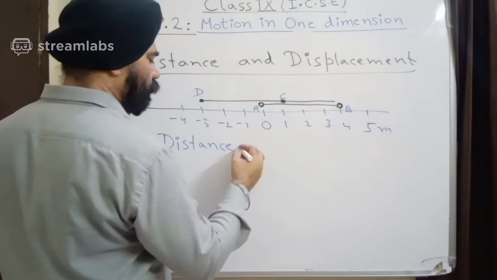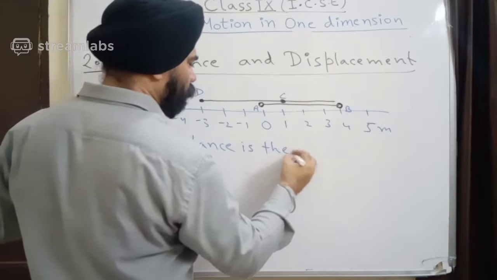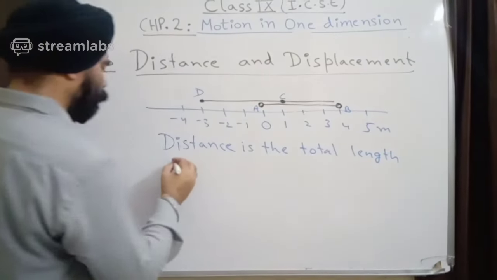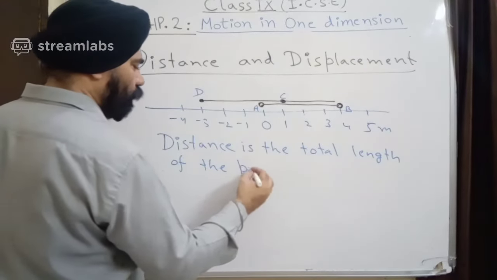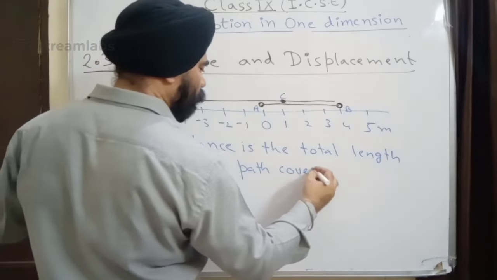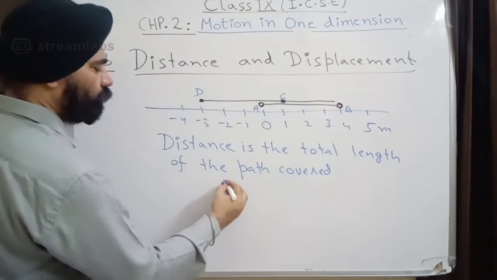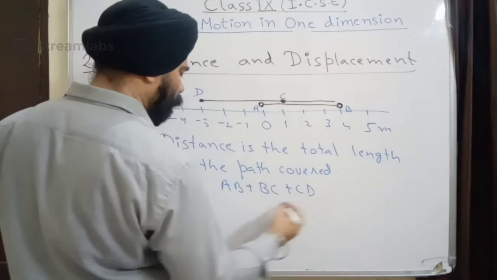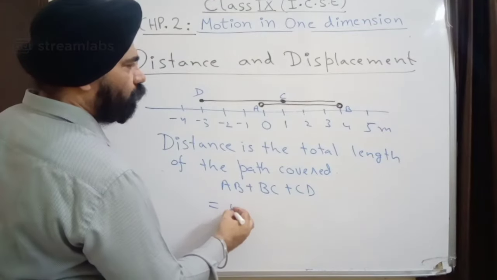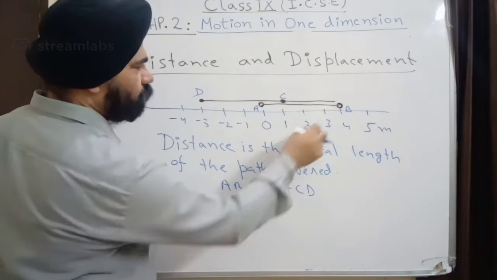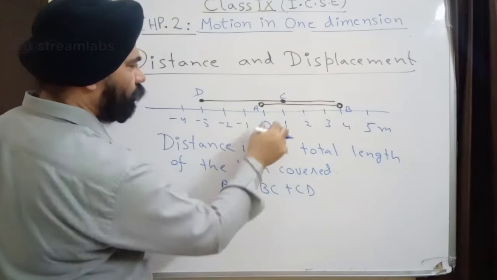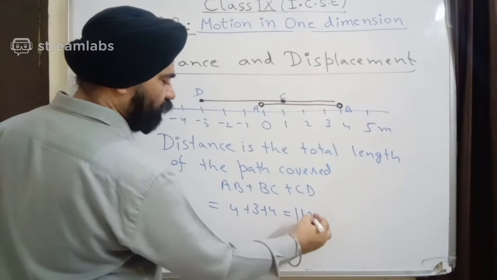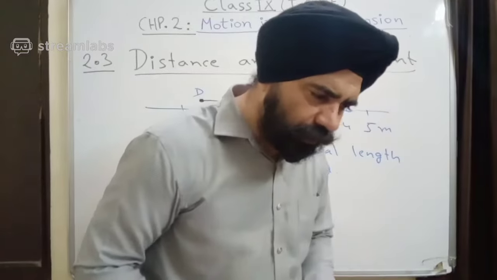Distance is the total length of the path covered. So in this case it becomes AB plus BC plus CD, which is equal to 4 plus 3 plus 4, which is equal to 11 meters. Any answers? No, we don't get any answers.